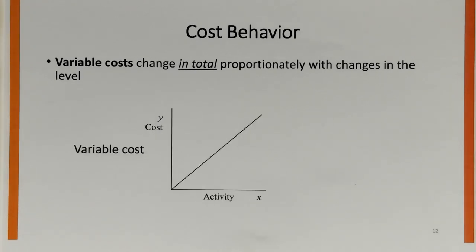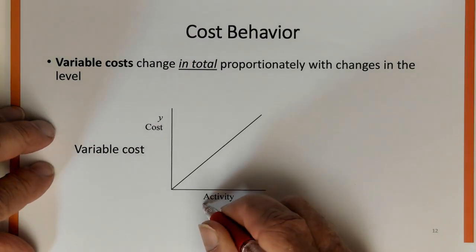Looking at this slide, we can graph variable cost. And let's say that we're looking at the factory again. And so on this, the activity would be units produced.